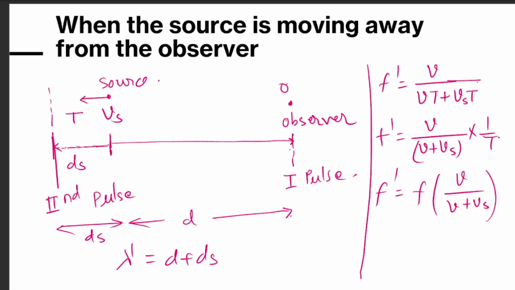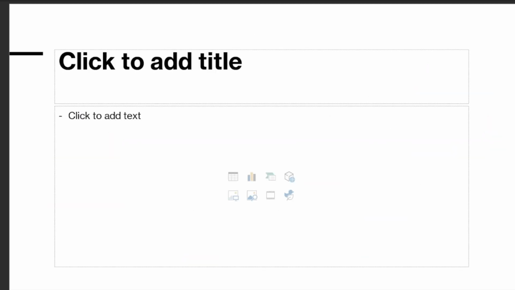This is the formula for the change in frequency, the observed frequency, when the source is moving away from the observer. You can take a note of this. Let me create another slide for you. Just one second. And here we are.